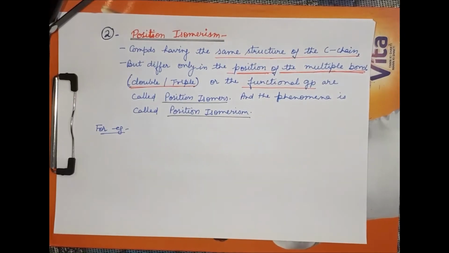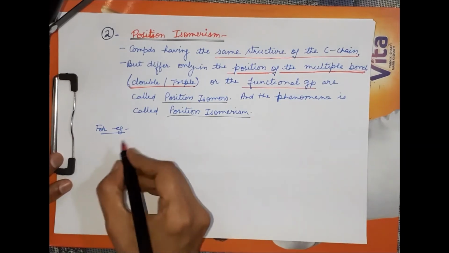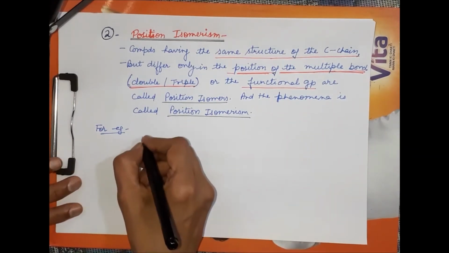Let us see this with the help of examples. Suppose I write this but-1-ene.